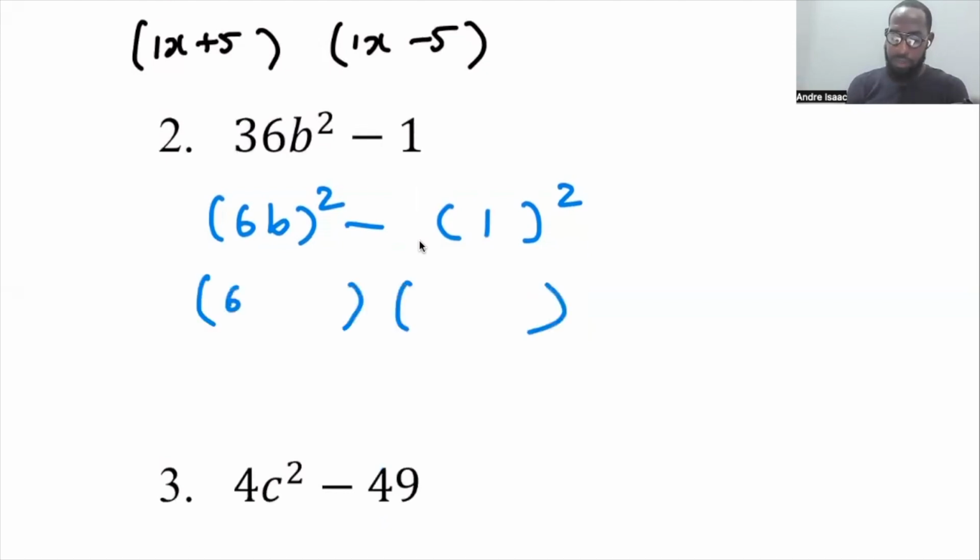It is 6b plus 1, 6b minus 1. I just like to write plus first, that's just my preference. But if you put this first, it doesn't matter. Remember, if you expand the brackets, you get back the same thing.